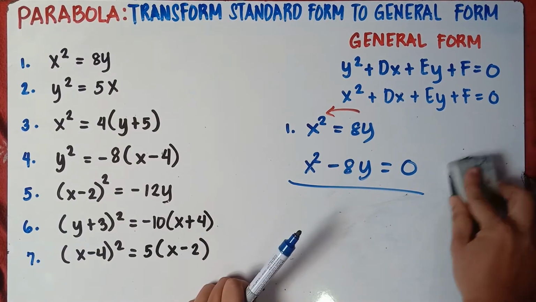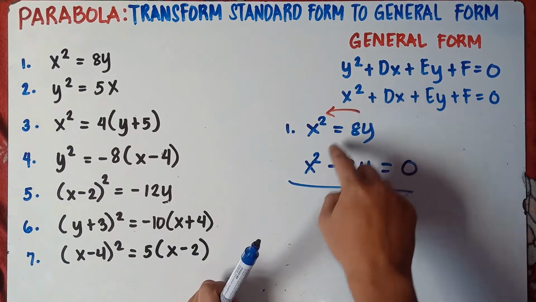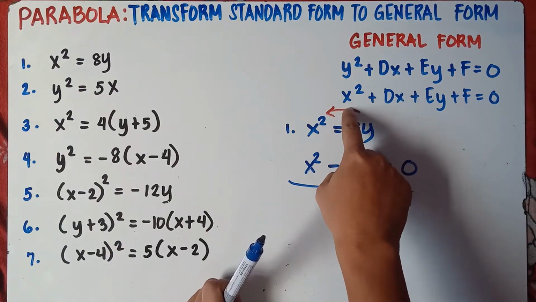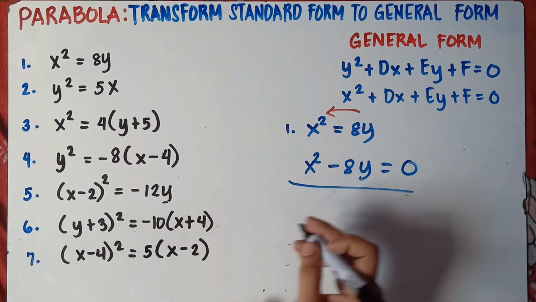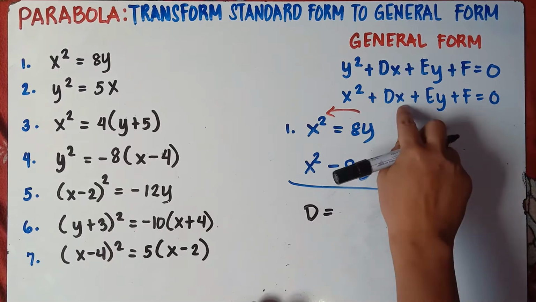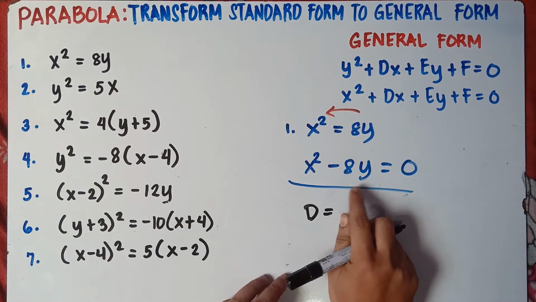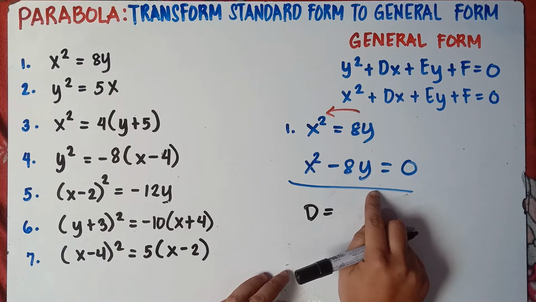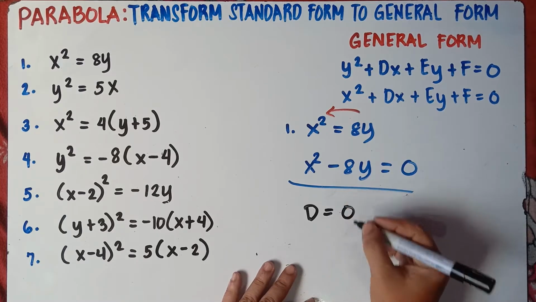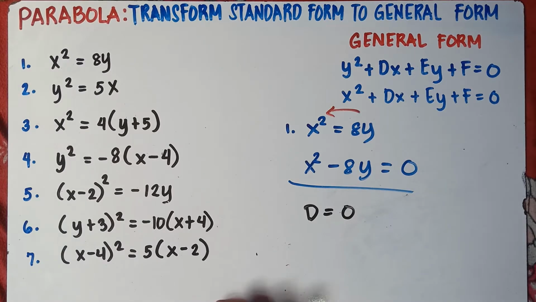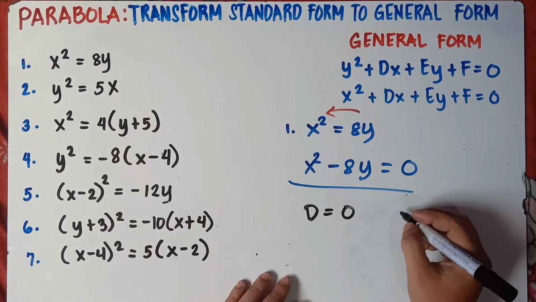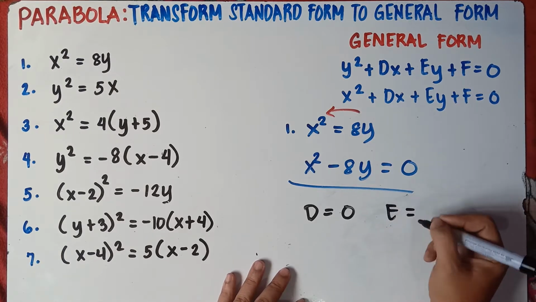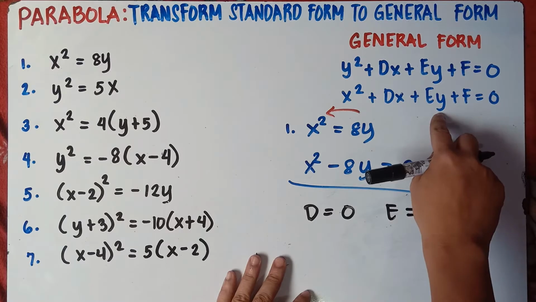Alright, now for this one, this will be our equation. We have x squared. So our D, beside x, do we have a number beside x with the exponent of 1 in this given equation? Nope, we don't have our D. So that's automatic class. If you don't have D, just write 0. D is 0.